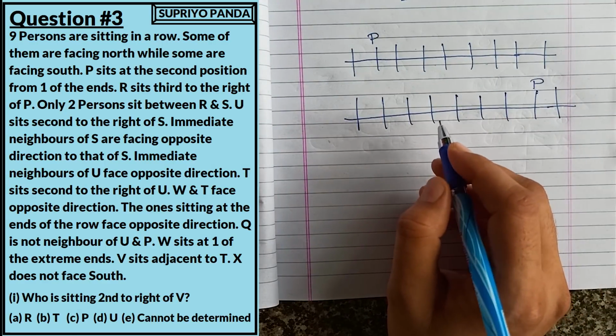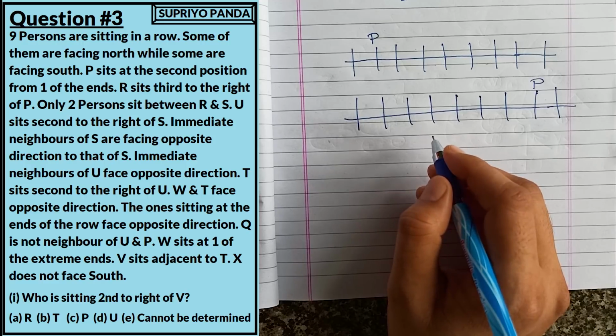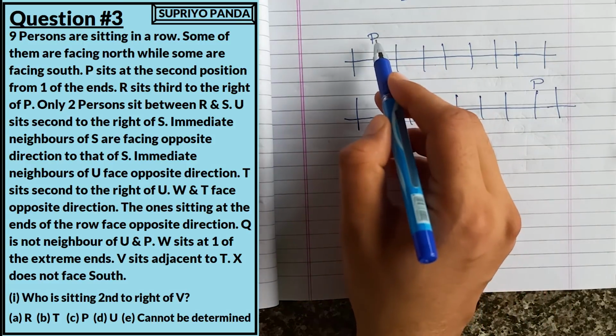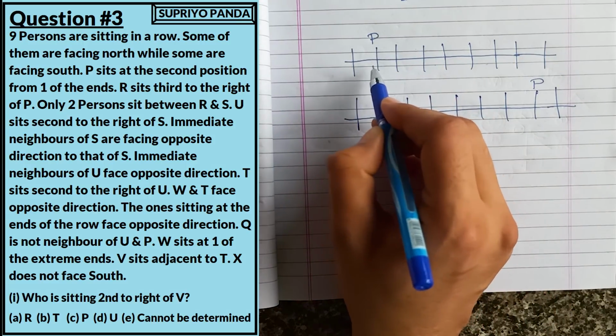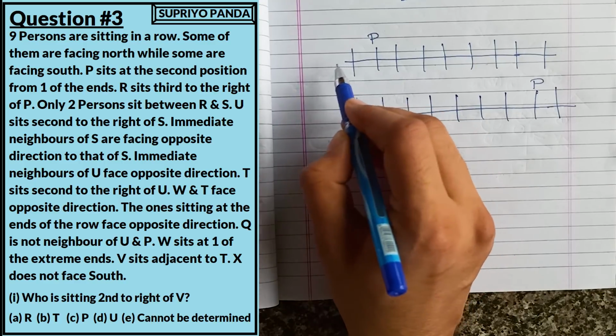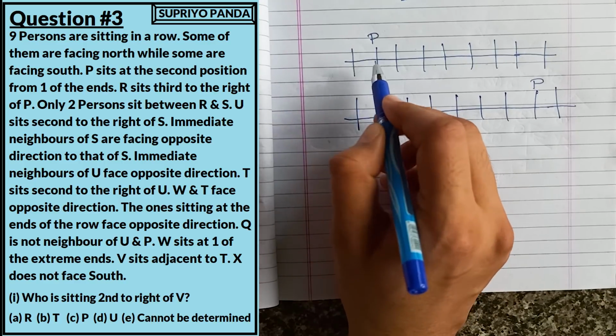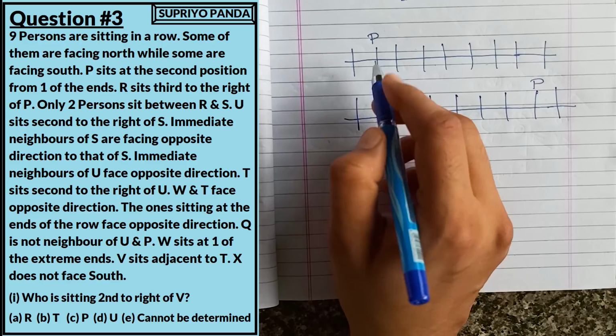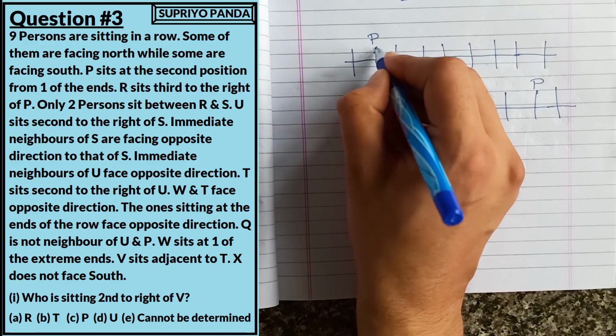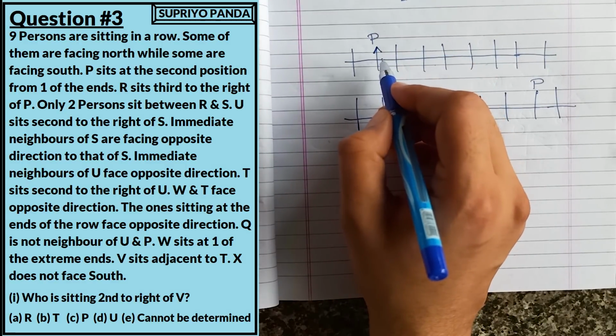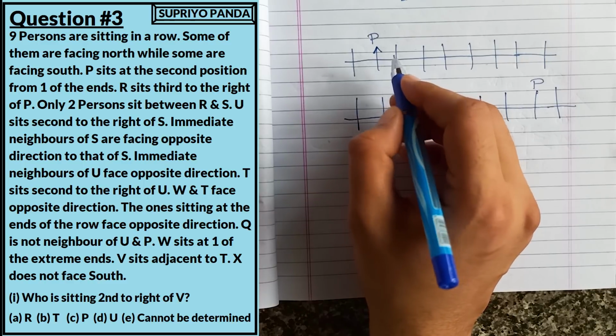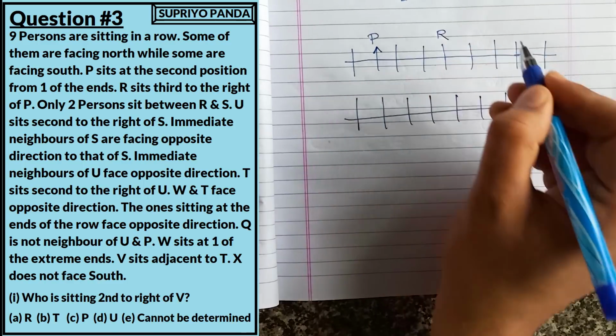Now next thing, R sits third to the right of P. So if P is actually facing south, then can we have R over here? No, because then R will go out of the line, right? So in this condition that we have picked, we can only have P facing north. So what happens? R sits third to the right of P. So this means R will be over here.